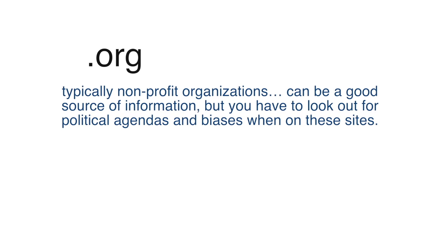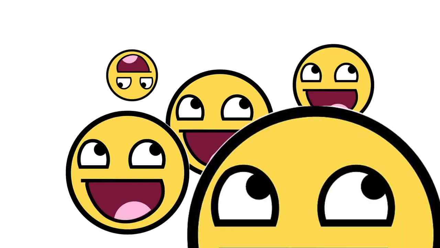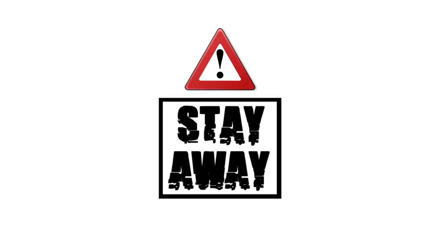But with .org websites, you have to keep an eye out for agendas and biases because that's where they will start to pop up. Agendas and biases. They're pretty much everywhere. They're all over the place. Which leads us to our next point. Agendas and biases. You want to try to stay away from these. They reduce the credibility of your source.